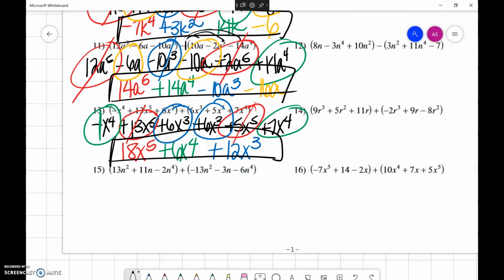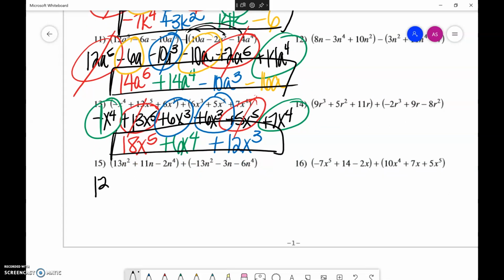All right, then my last one, I'm going to rewrite it without the parentheses, of course, because there are no numbers in front. I have plus minus here, so remember, I just need one sign there. And let's go ahead and combine.